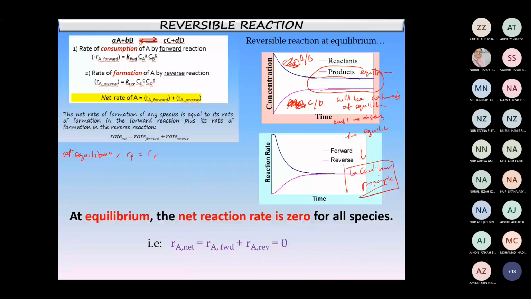Alright, okay, so at equilibrium the net reaction rate is 0 for all species. Okay, so bila dia equilibrium, RA net ni is equal to 0. Okay, alright, nanti kita akan discuss macam mana bila RA net tu akan jadi 0. How about the RA forward and RA reverse.